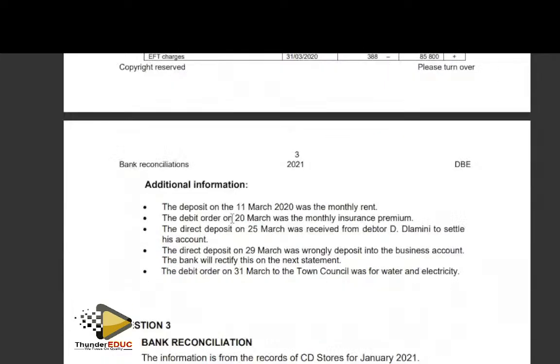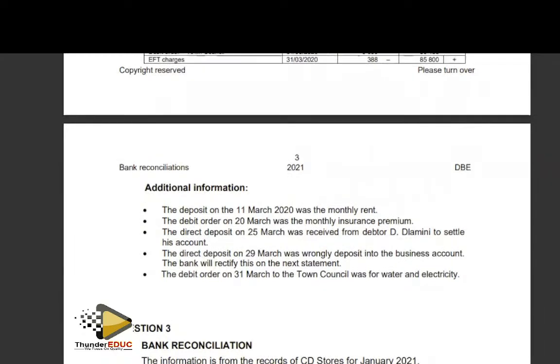They're saying the deposit on the 11th of March was monthly rent, and the deposit of the monthly insurance premium. So I'm checking that 5,000, the direct deposit on 29 March. Nothing has been said about this deposit. So what I'm going to do, I'm going to just tick it off, okay?